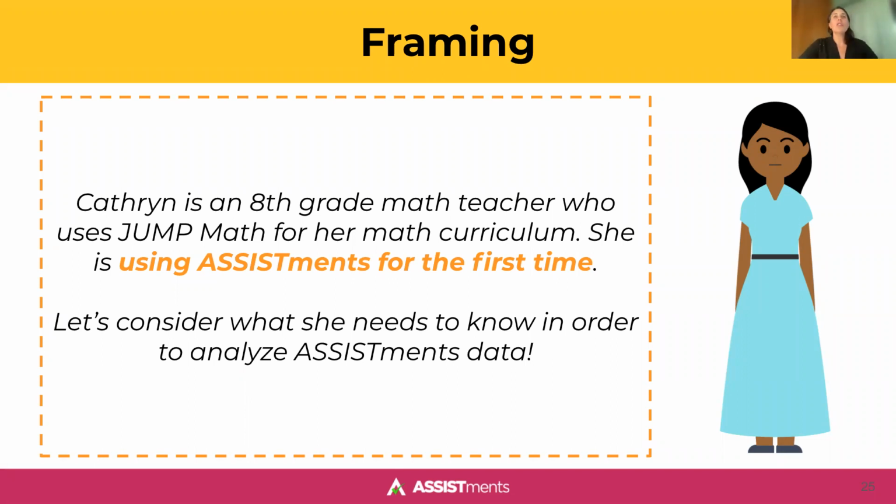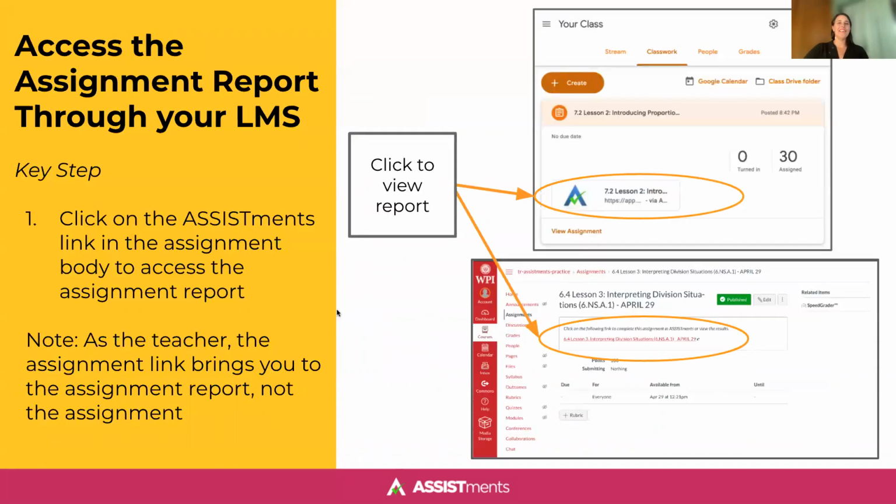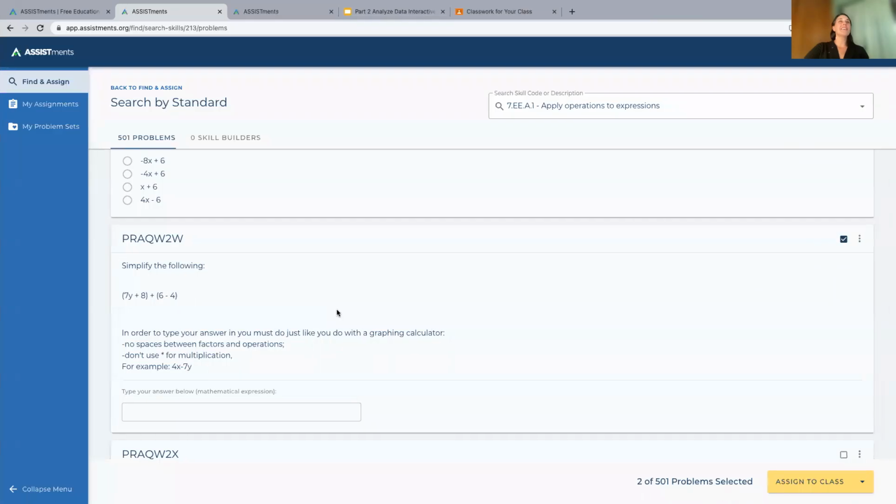So let's consider what she needs to know in order to analyze the ASSISTments data that she has available to her. First, she needs a quick refresher on how to access the data. That is very important. So there's two ways for you to access data. So I'll go back over here live.